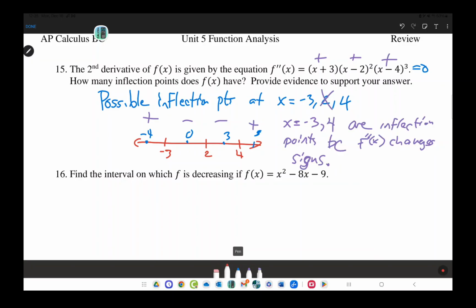All right, find the interval in which f is decreasing. Now, here's the thing. What kind of function is this? Parabola. And we know it's opening in what direction? It's opening up. So we know it's decreasing from -infinity up until it turns. So really, we can just take the derivative, find the x value at its turning point, and there you go. From -infinity up to that value, you're done.